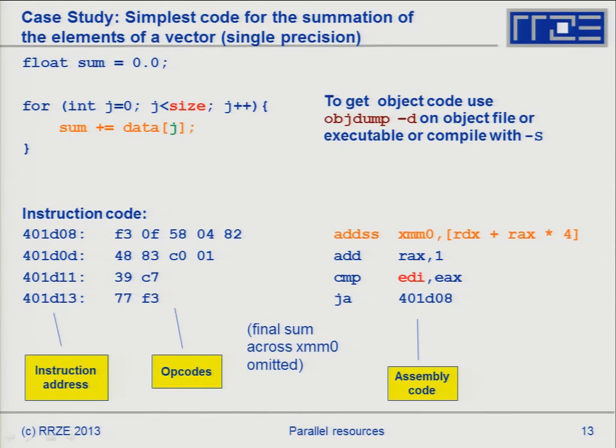RDX is the base address of our array. So RDX contains the address of data of 0. It addresses the first element of the array. RAX is the index, it's j. So j goes into RAX. And since we're dealing with 4-byte floating point values, in order to get the address of a certain element, I have to multiply RAX by 4 and add to RDX. It's exactly what happens with C pointer arithmetic. If you add an integer to a pointer, it's implied that you multiply the integer by the size of the base data type.